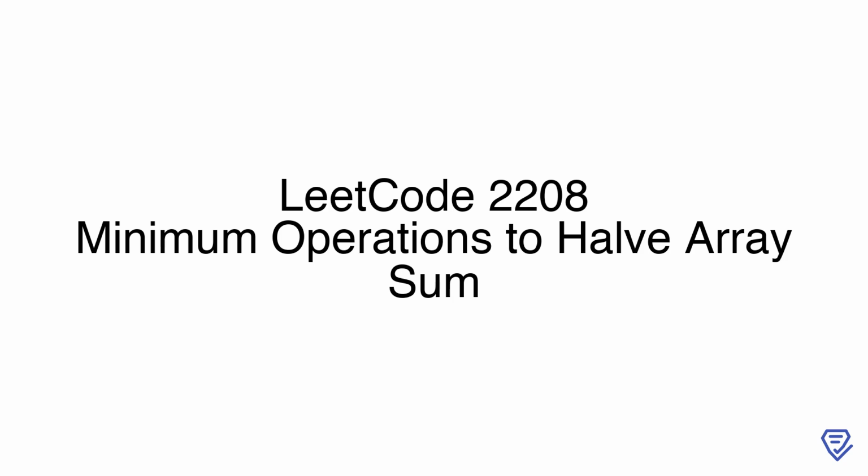Today, we'll be tackling problem number 2208, titled Minimum Operations to Have Array Sum. This problem challenges us to think critically about reducing an array's sum efficiently using halving operations. Stay tuned as we explore the intuition, strategies, and implementation details.